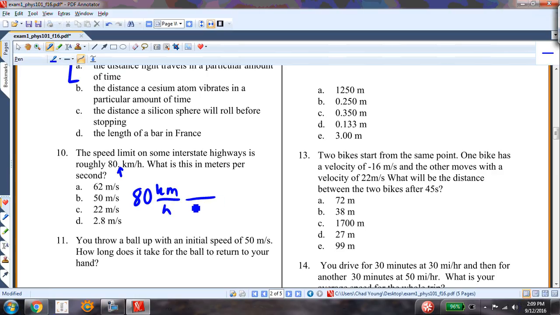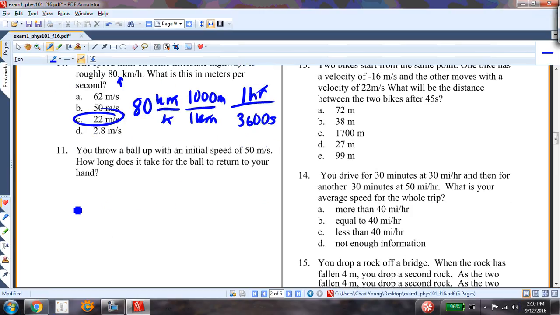I want to convert that to meters. In 1 kilometer there are 1,000 meters, so you need to know your metric prefixes. And then also my hours to seconds: 1 hour is 3,600 seconds. So all these cancel here, here, here, and here, leaving me with meters per second. So that's 80,000 divided by 3,600. I get 22 meters per second. So C is number 10.